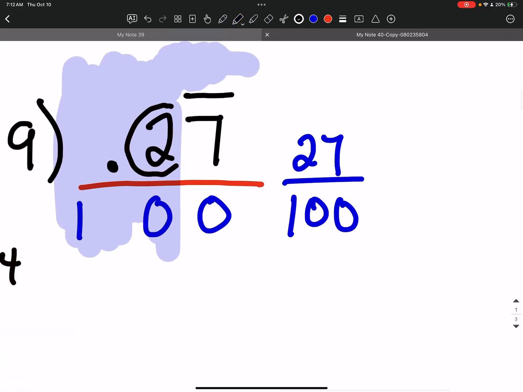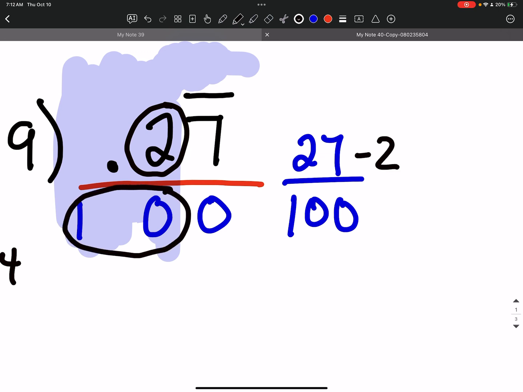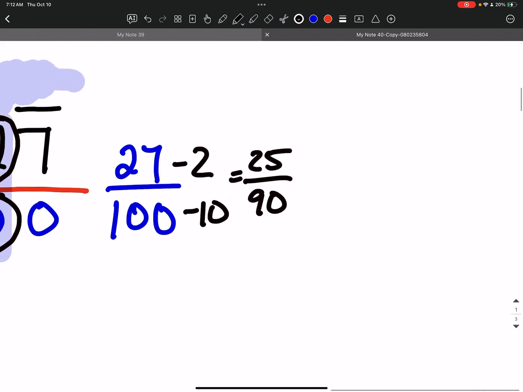If the rain hits you, you have to be thrown away. So in the 27, we have to throw away 2. In the 100, we have to throw away 10. And this is 25 90ths. Also, we can take a 5 out. This is 5 times 5 and 5 times 18.